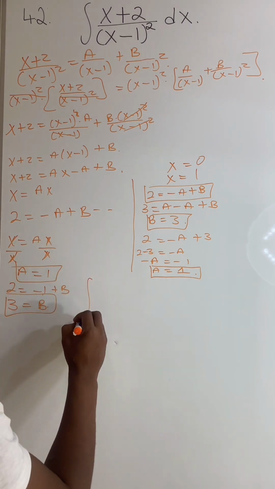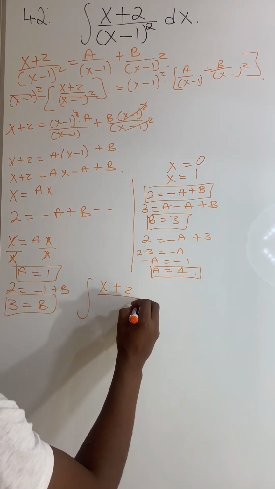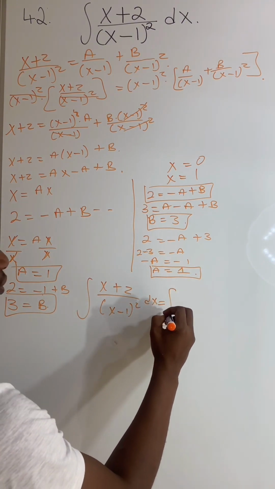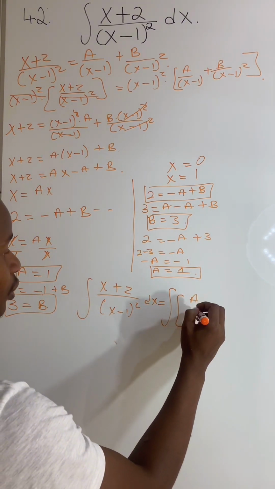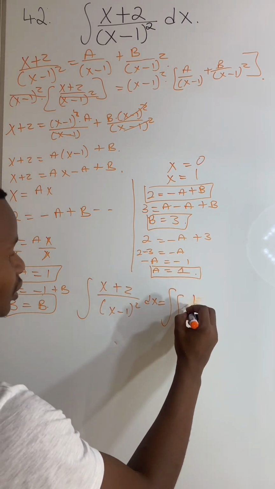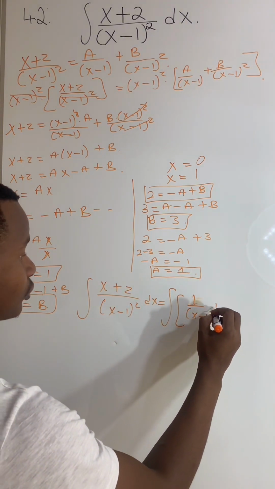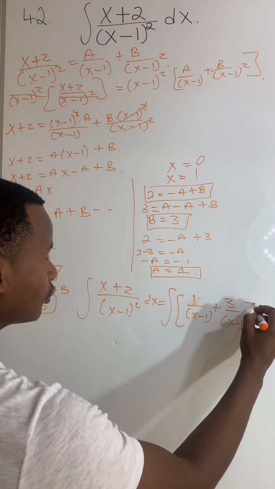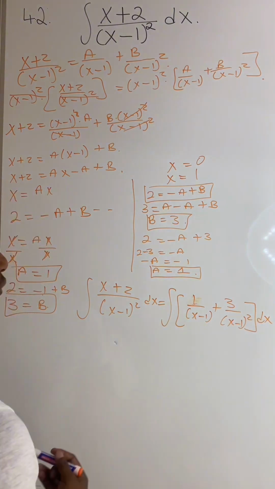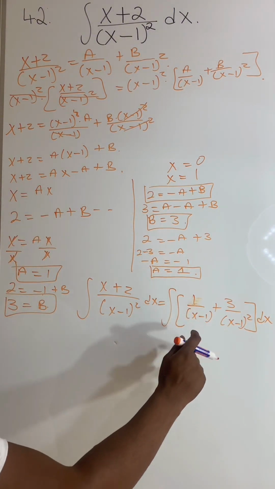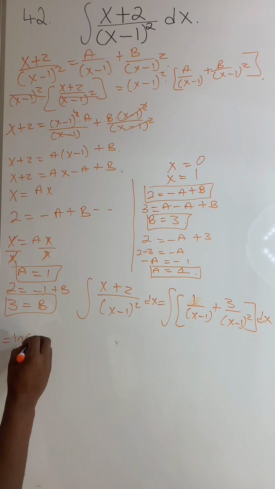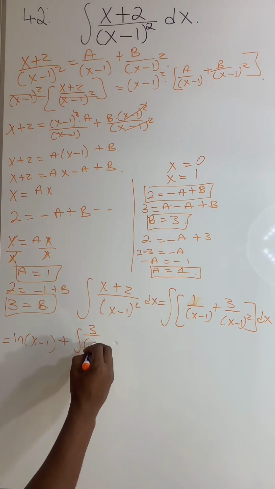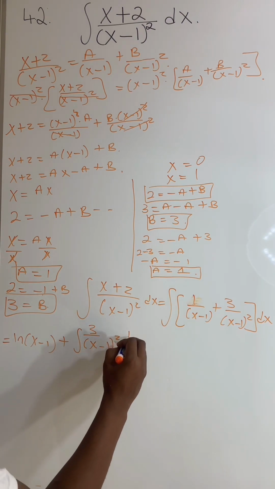So that integral will be equal to our a, we say that is 1, our b, we say that is 3, so the integral of 1 over x minus 1 is equal to ln of x minus 1 plus the integral of 3 over x minus 1 squared dx.